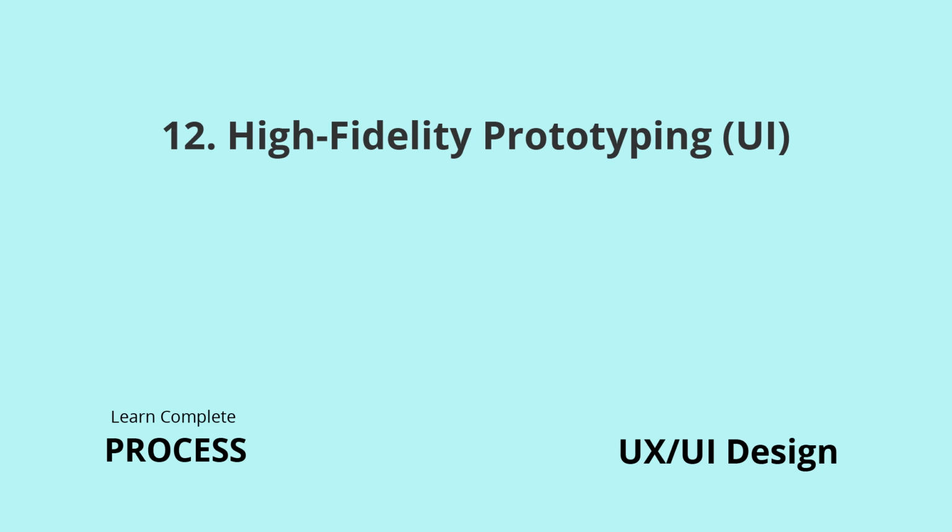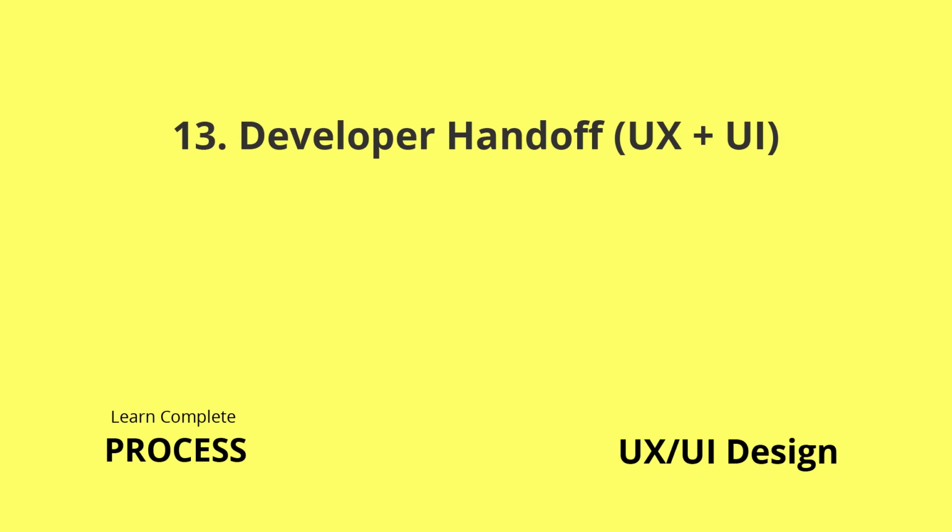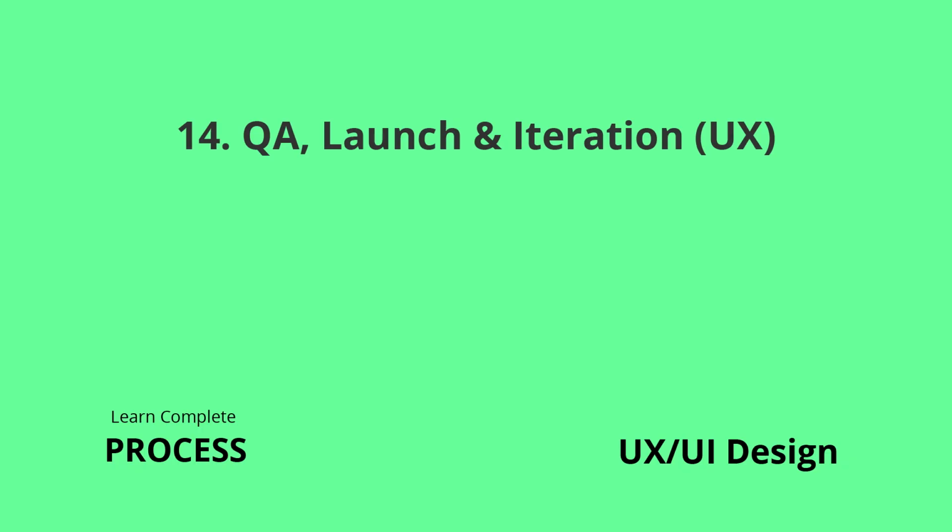So it's a technical thing. Developer handoff. Its goal is to translate design into build ready assets. It includes design specs, spacing and measurements, responsive behavior, accessibility notes. And the common tool we use here is Figma development mode. Deliverables are handoff documentation. And lastly is QA launch and iteration.